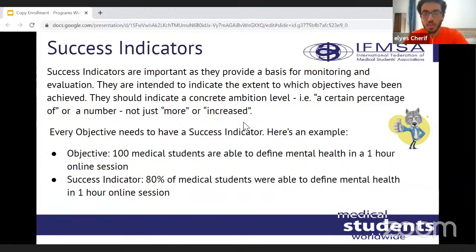For example, if we set an objective of 100 medical students are able to define mental health in a 1 hour online session, the success indicator can be 80% of these medical students were in fact able to define mental health in a 1 hour online session. So I really want to stress that when enrolling your activities, try to make at least one success indicator per objective, and it should be really specific to that objective and measurable, and contain a baseline indicator like a number or a percentage. Now I leave the floor to Nutella to explain the next part.